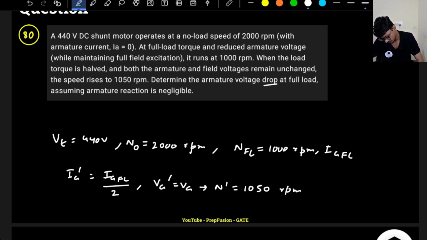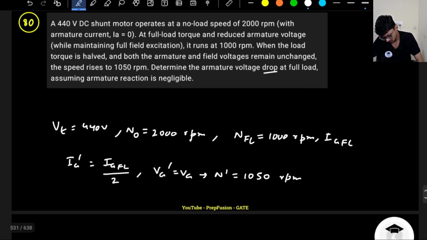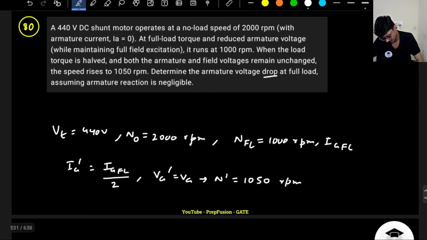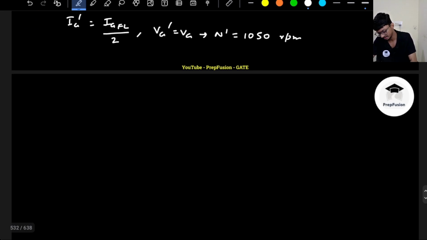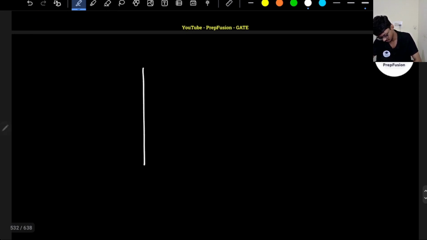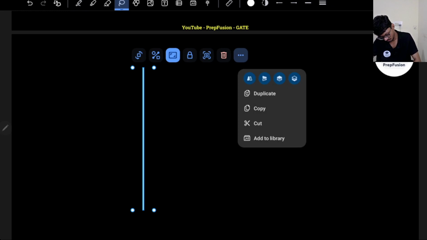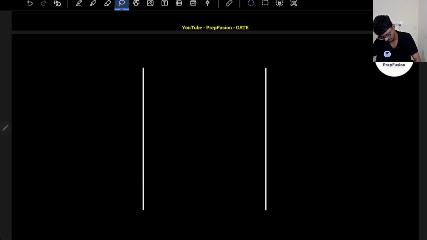Initially, let me just write down the cases over here. Let me write down 3 cases. So this one was the first case, this one was the second case, and this one was the third case.